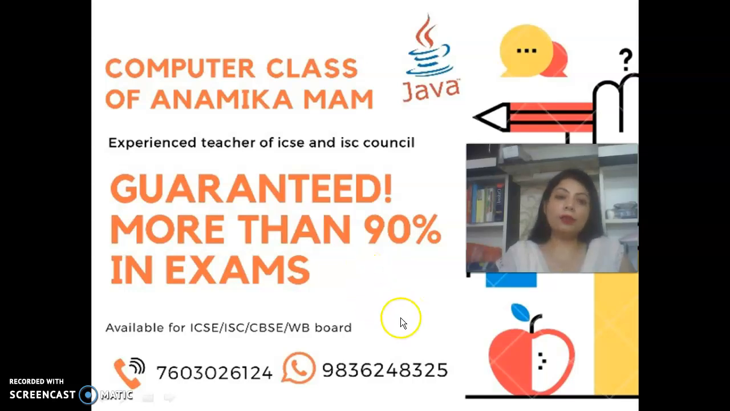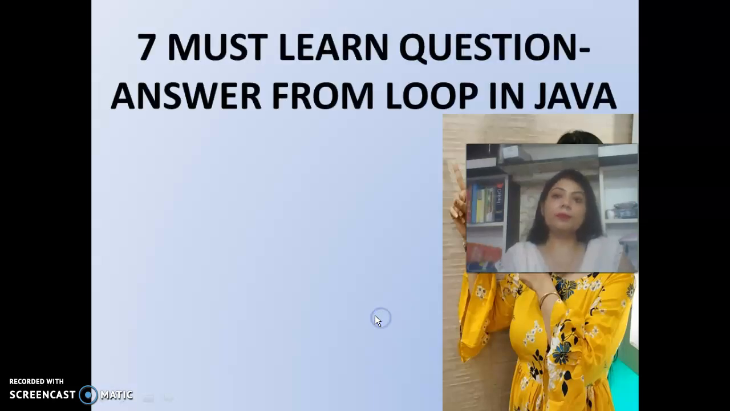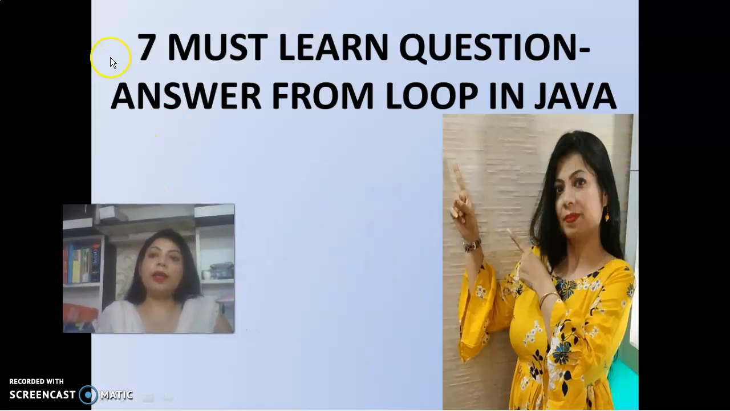Now let's start today's class. 7 must-learn question answers from loop in Java. There are a total of 15 must-learn question answers from the loop chapter. The first 8 question answers I have already discussed in my previous video. The link of that video I will provide in my description box. Now I am going to discuss the rest of the 7 must-learn question answers from the loop chapter.